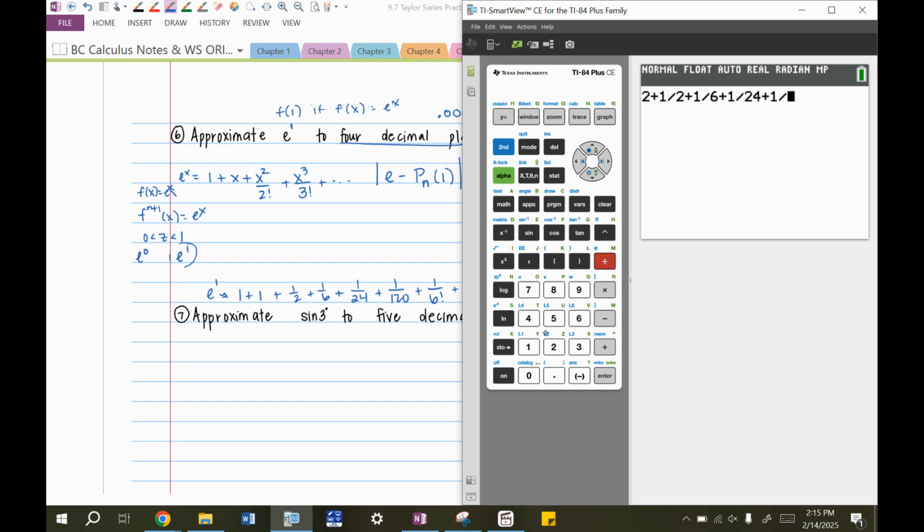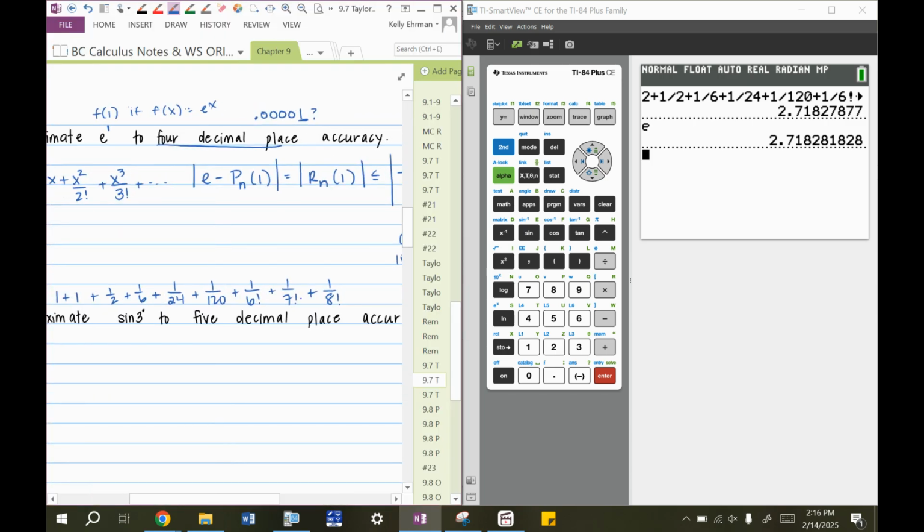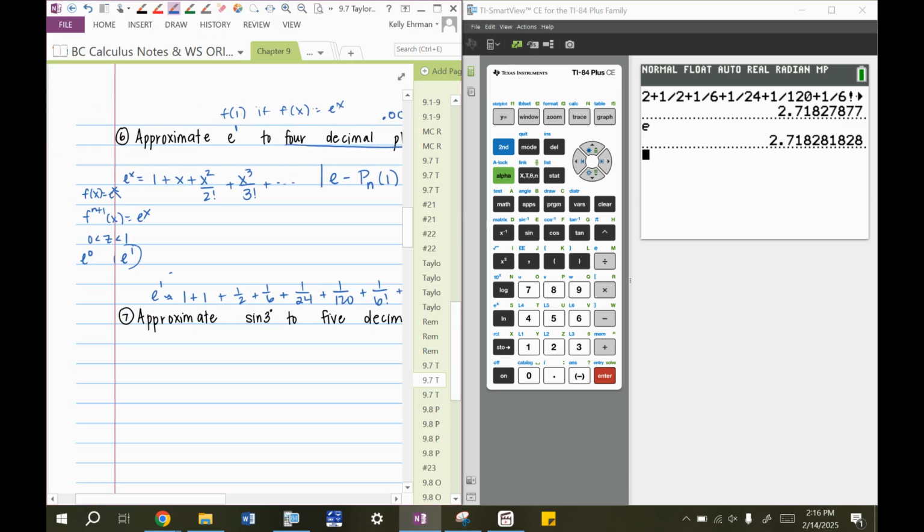plus 1 over 120 plus 1 over 6 factorial plus 1 over 7 factorial plus 1 over 8 factorial. And let's remind ourselves about e. Did we get 4 decimal place accuracy? Yes, 1, 2, 3, 4. We matched for the first 4 decimal places. So that's pretty good. Let me write out what I got there. So e is about 2.71827877.